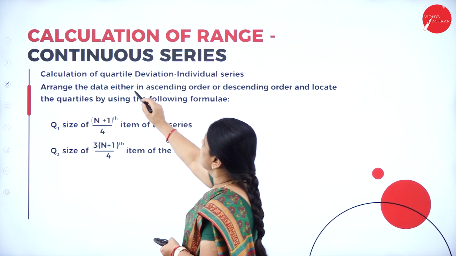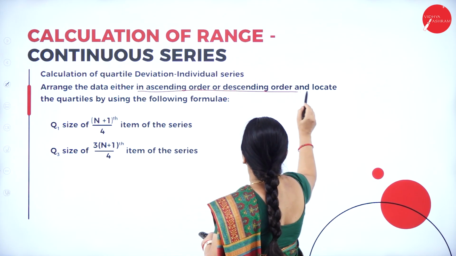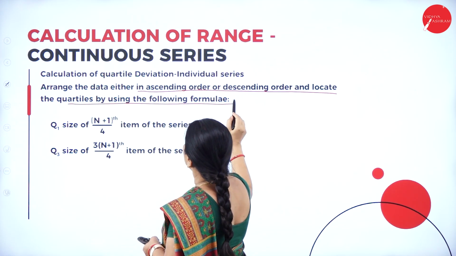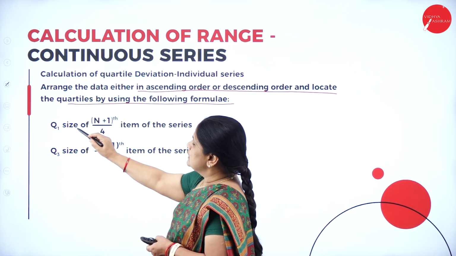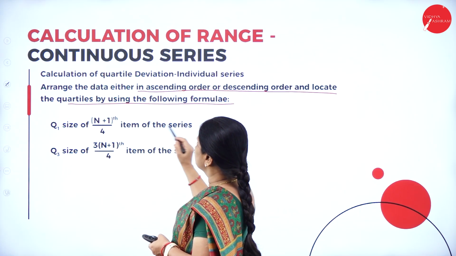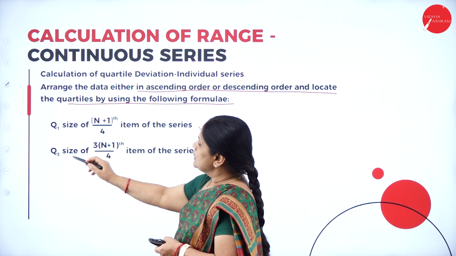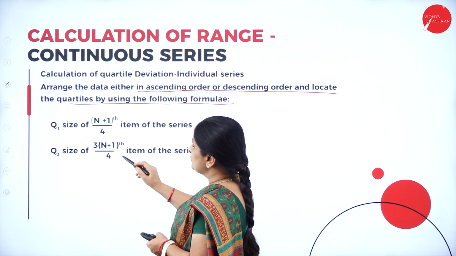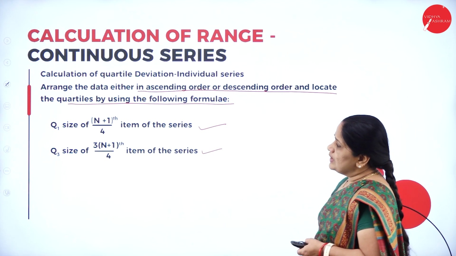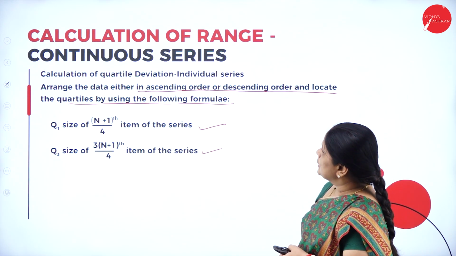So, arrange the data either in the ascending order or the descending order and locate the quartiles by using the following formulae. So, Q1 can be found by the size of (n plus 1) by 4th item of the series, and Q3 is the size of 3 into (n plus 1) by 4th item of the series. So, we have this Q1 and Q3.